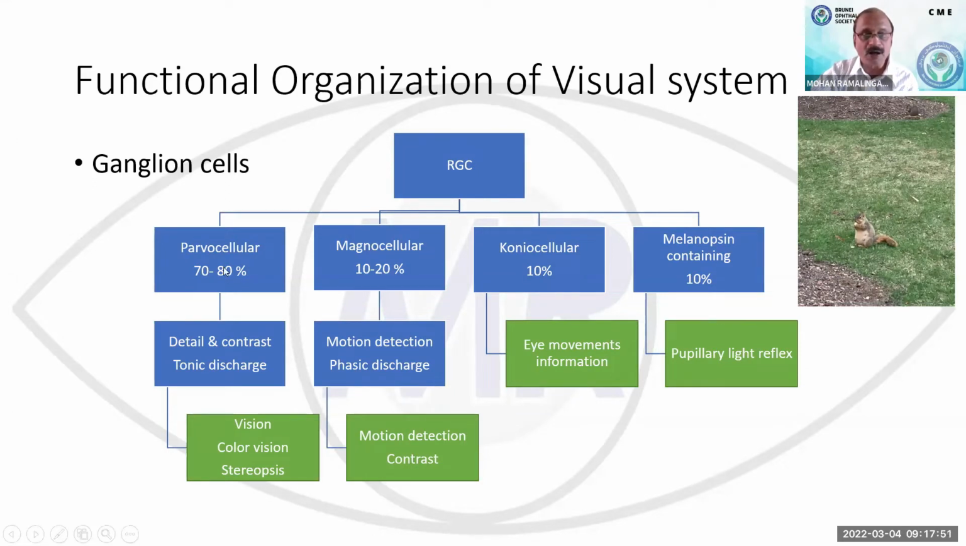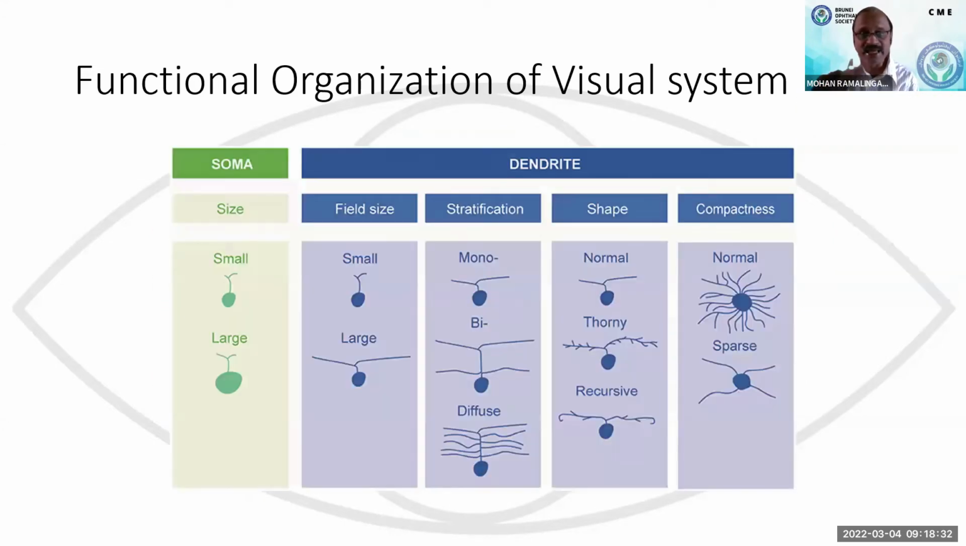So the parvocellular cells are smaller in size, they are more in number, and they detect detail and contrast. Whereas magnocellular cells are only 10 to 20%. They are responsible for motion detection and contrast. Coniocellular, low contrast, and this is a very, very important MCQ for all residents. There is something called melanopsin containing ganglion cells, which are responsible for the pupillary light reflex. This is a famous question. The classification of ganglion cells is based upon the field size, the dendrite shape, compactness, and so on.